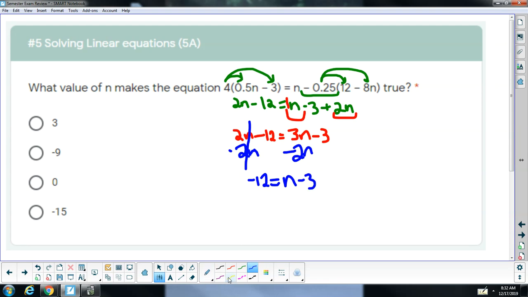And then my final step, I want to get n completely by itself, so I'm going to add my 3 to both sides. Over here, they cancel. -12 plus 3. So signs are opposite, so we really subtract, which would give us a 9. And then we keep the sign of the bigger number, so negative. But again, if you need to use your calculator to check that, you can. So n is equal to -9.